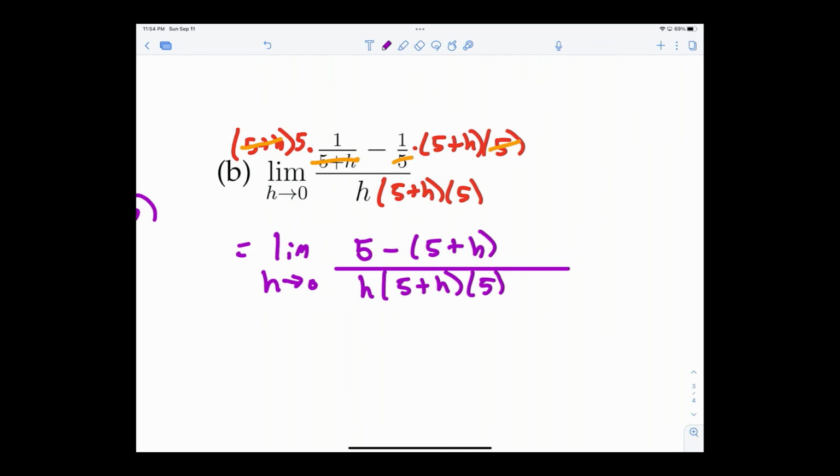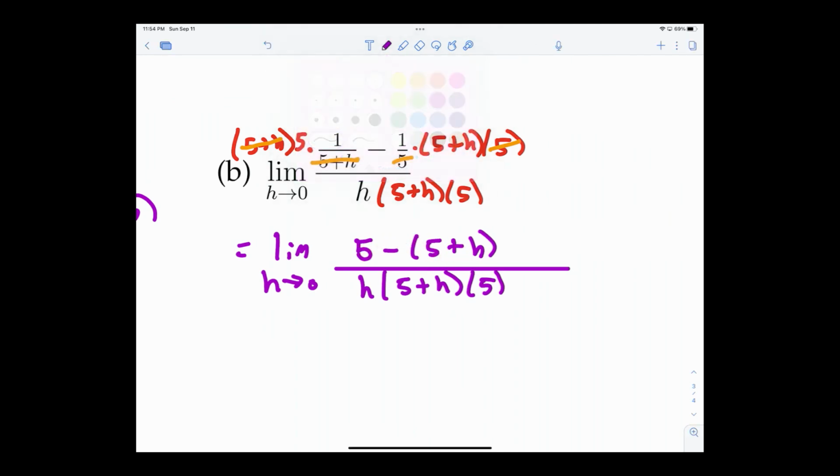Okay. Now, you might be tempted here to do this. You might see the 5 plus h and go cancel, cancel. That's not valid, because this 5 plus h is not factored out of the numerator, so you can't cancel it that way. It's not a factor of the numerator, so you can't cancel factors. What you actually have to do is distribute the minus sign here and simplify the numerator.